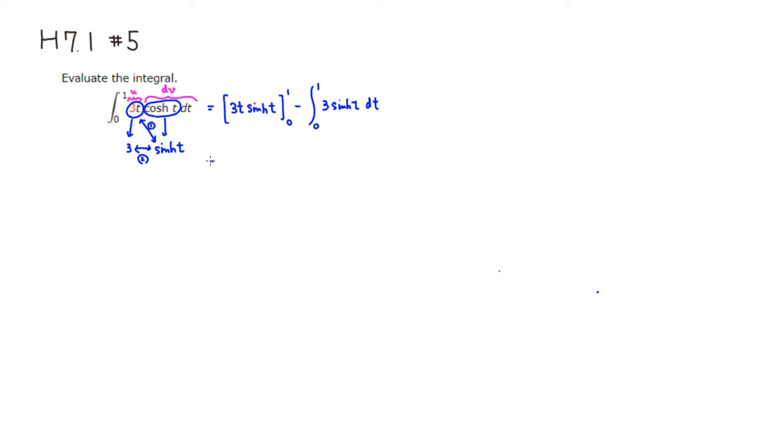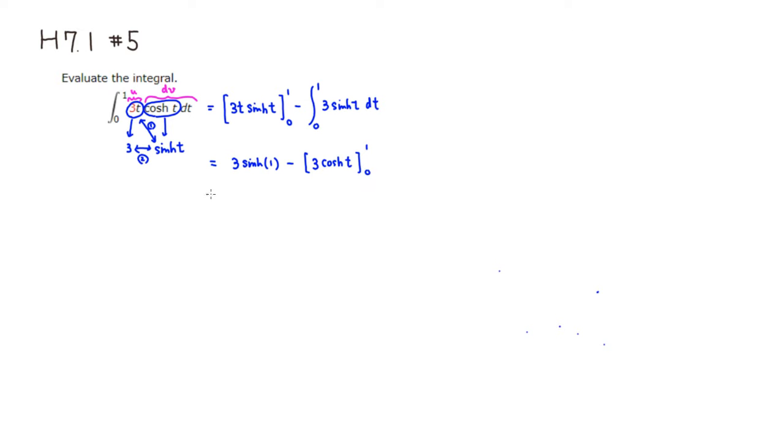So this is going to be equal to, if you plug in 1, 3 times 1 times hyperbolic sine of 1. So I'm just going to put 3 hyperbolic sine of 1, minus, if you plug in 0, it's 0 anyway, so I'm not going to write that down. Then we'll have 3 times the antiderivative, hyperbolic sine is hyperbolic cosine of t, going from 0 to 1.